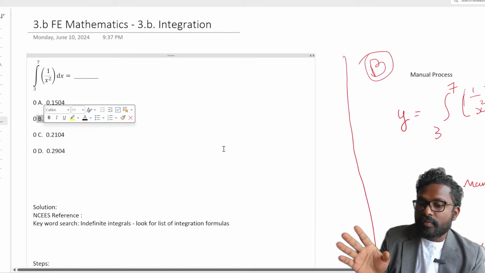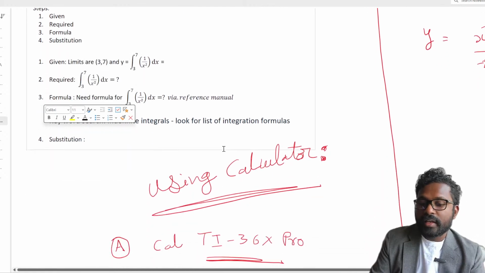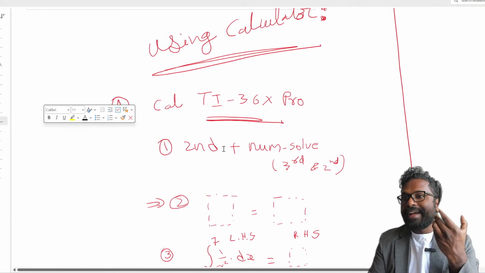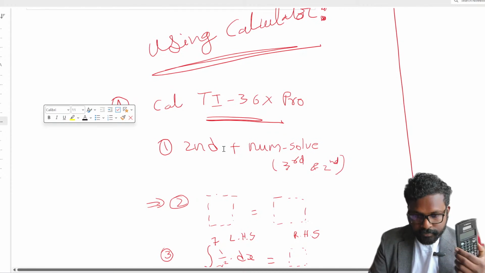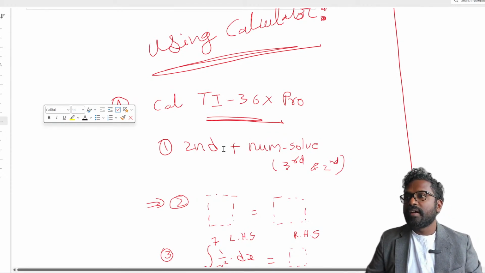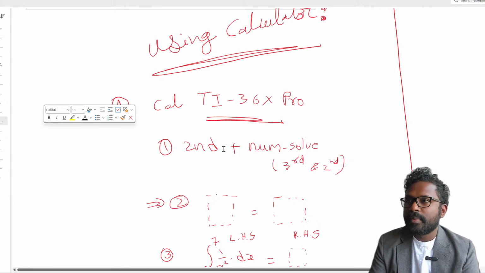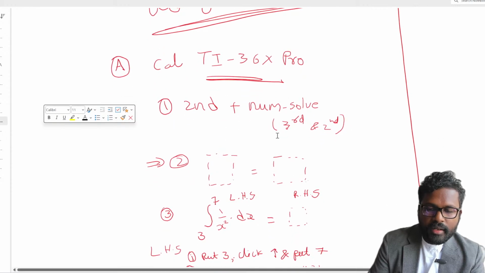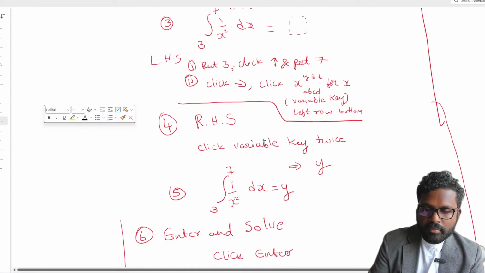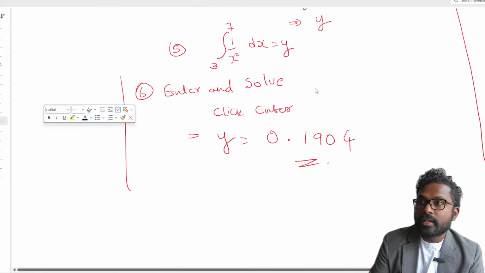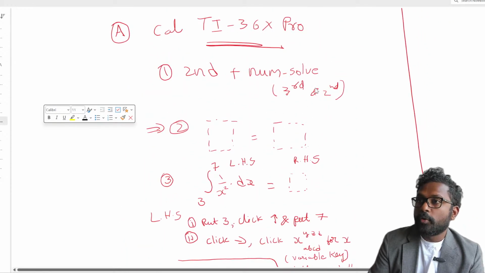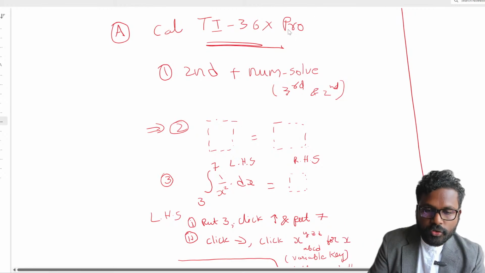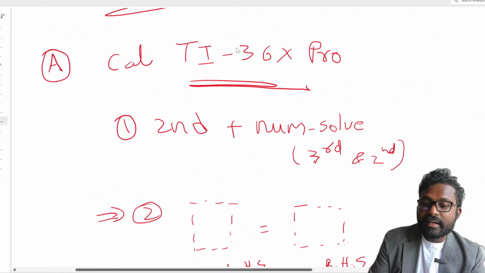There is also another way to solve it, very quick, for people who are very comfortable using calculators. My personal favorite is the TI-36X Pro calculator. You can go ahead and simply put the equation in your calculator and solve it. You will get the same answer, 0.1904. If you want me to walk you through the steps of using the calculator, no problem at all. So here is how you solve it. Go to your TI-36X Pro.